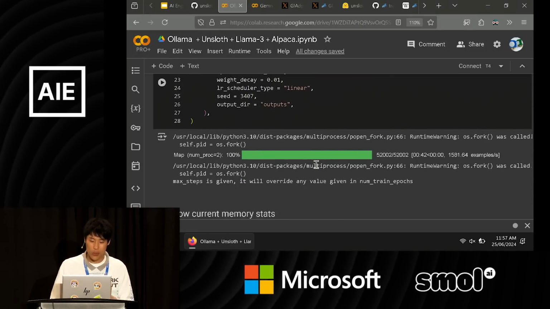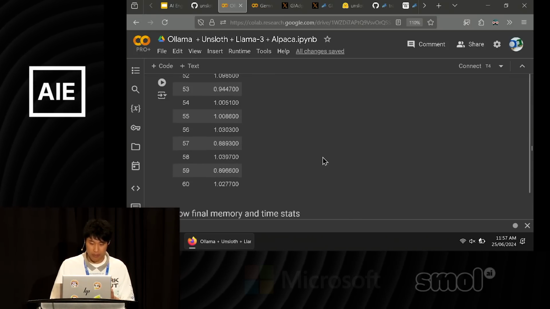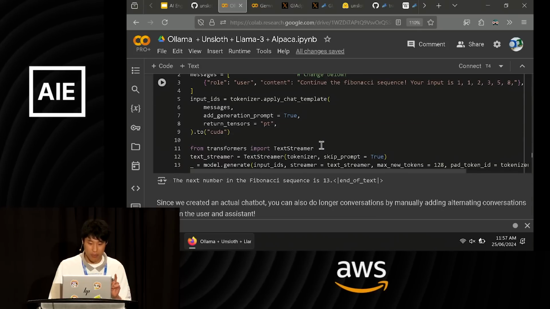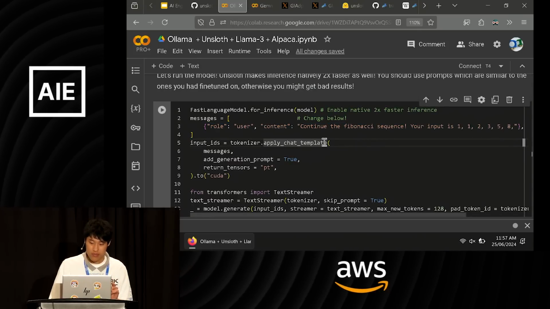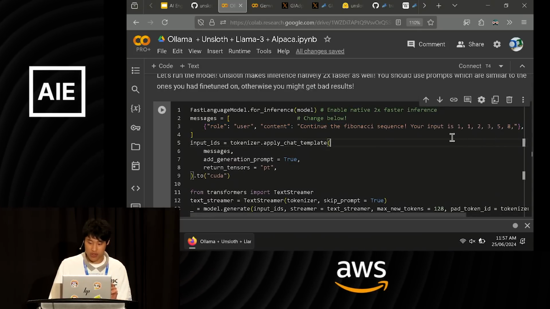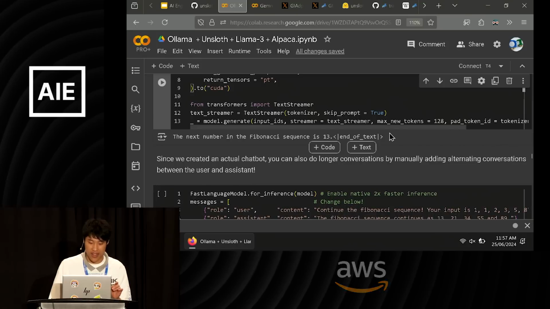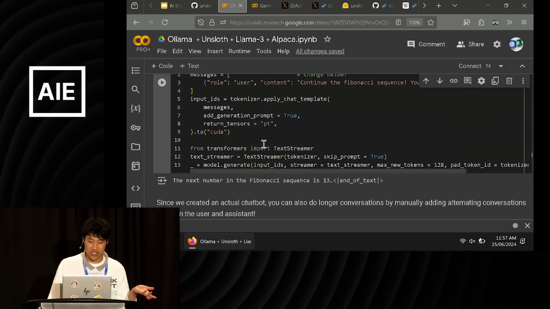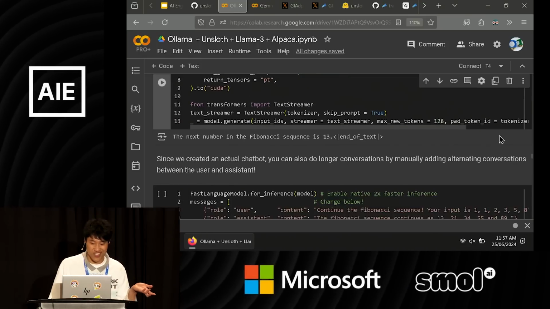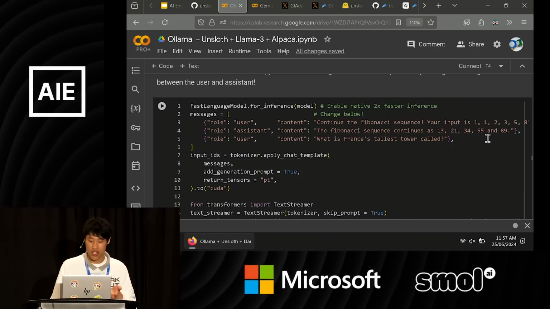And when you finish training the model, remember you can do Runtime, Run all. You can do inference now, right? Continue the Fibonacci sequence. Your input is 1, 1, 2, whatever. And the next number in the Fibonacci sequence is 13. I think that's correct. Yes, that's correct. So your language model has learned how to do Fibonacci.